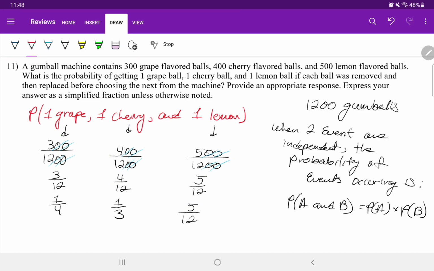And then we're going to multiply. We're following the rule of independence. You're multiplying between the events. 1 times 1 times 5 is 5. 4 times 3 times 12. 4 times 3 is 12. 12 times 12 is 144.